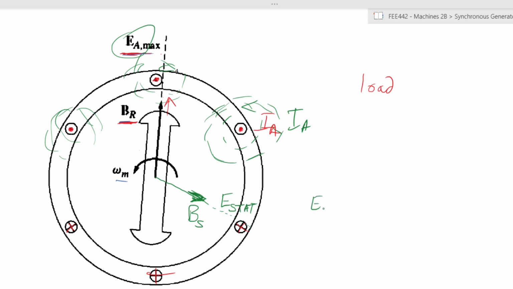So E stator we call the armature reaction voltage. Remember, this is due to a lagging current because of the load that has been connected. It is drawing a current. There's a difference between the current that is flowing and the voltage that created it. So now you have another field that is created, another magnetic field.